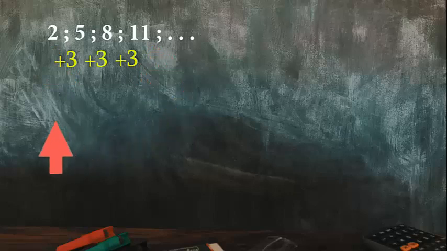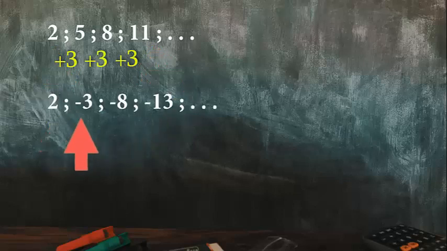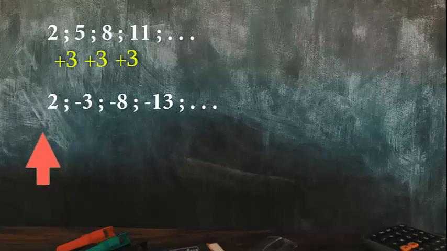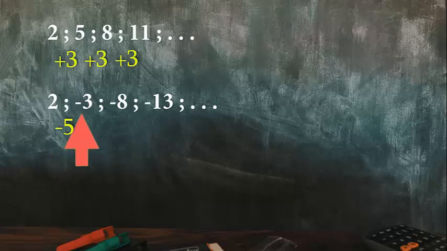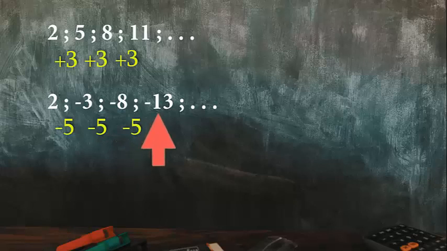Now let's look at the next one. 2, minus 3, minus 8, minus 13. Now what do we have to add or subtract from 2 to get a minus 3? Did you get it? Good. Yes, it is a minus 5. So 2 minus 5 is minus 3. Minus 3 minus 5 is minus 8. Minus 8 minus 5 is minus 13. So this minus 5 is the first constant difference for this sequence.